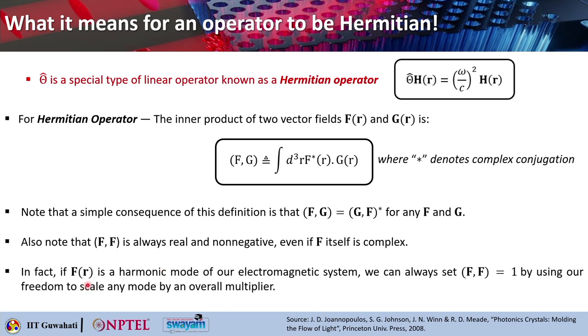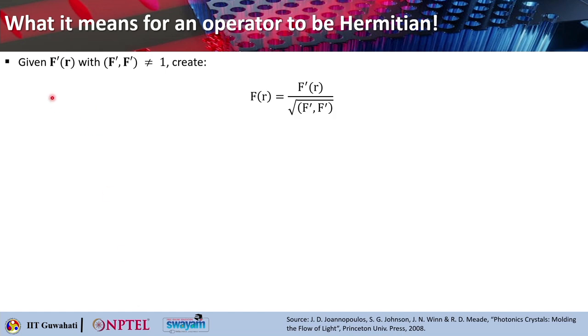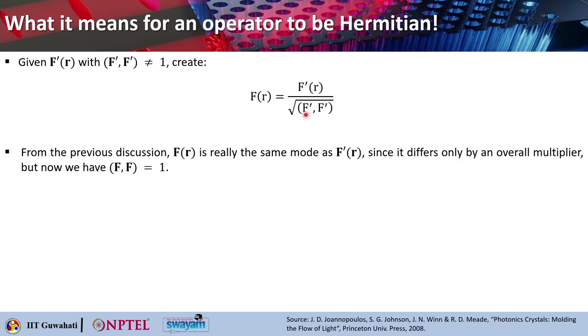In fact, if F(r) is a harmonic mode of our electromagnetic system, we can always set the inner product of F with itself to 1, by using our freedom to scale any mode by an overall multiplier. So given F prime(r), where the inner product of F prime with itself is not 1, you can write F as F prime(r) divided by whatever that value is.